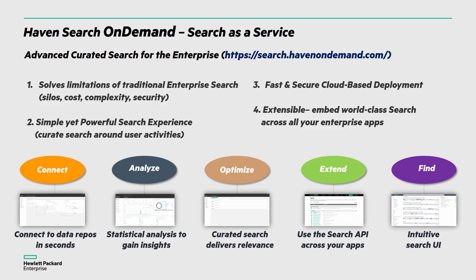So let's say you probably have multiple repositories, right? You have a SharePoint with information about the people in your company. You have an intranet with all the useful information they need to know as employees. You might have a news website that is relevant for your company. So you want all of those in a single place and your users to return results across all the different repositories in one search. This is what Haven Search OnDemand will allow you to do.